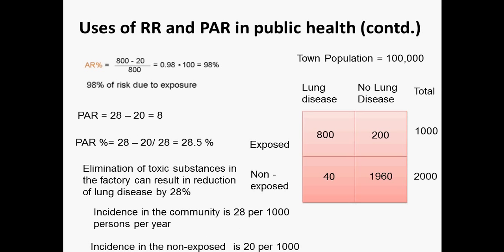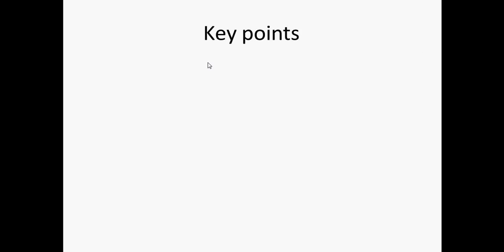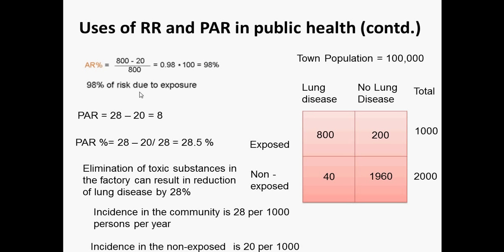Now, this is a calculation which has been given for the same example we saw earlier. We saw the relative risk of 40. If we calculate the attributable risk percentage for this particular study, we get it as 800 minus 20, which is derived from 40 over 2000 over 800, which gives us an attributable risk proportion of 98%, due to the exposure. Population attributable risk can be calculated in this case.